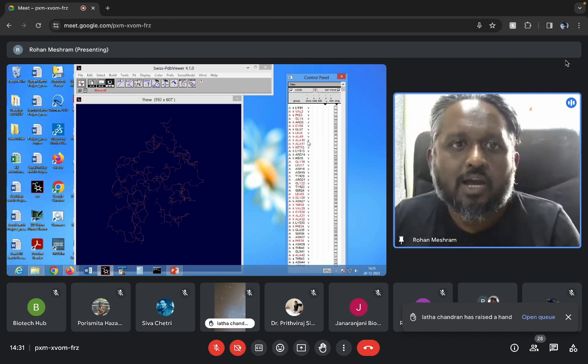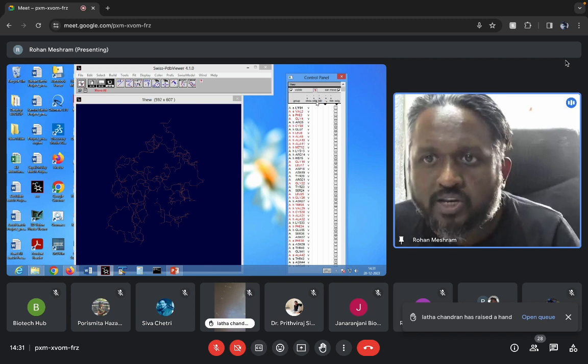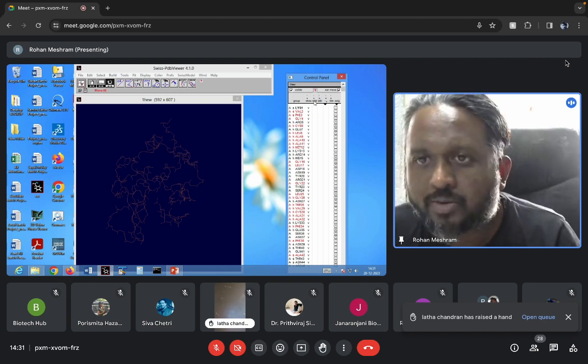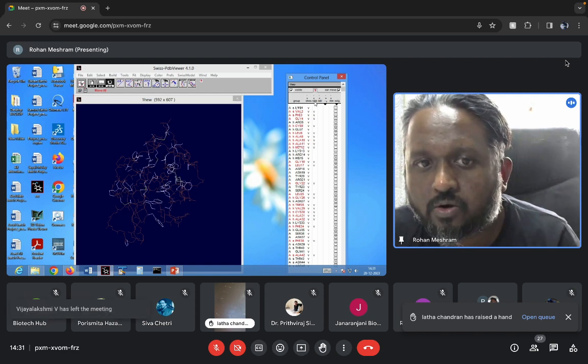Okay, now let us display only the non-polar amino acid residues. What you can do is click on this side column.